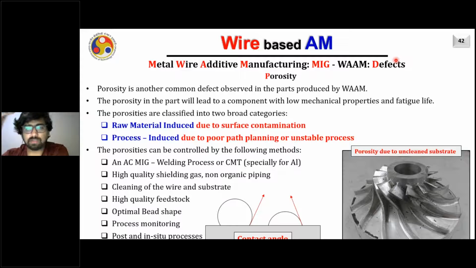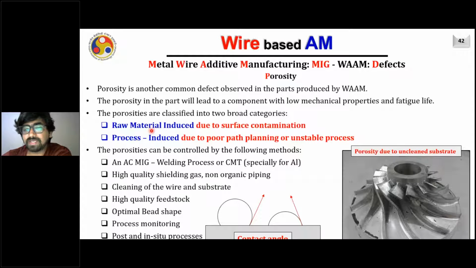A few more defects I'll talk about, like porosity. Porosity is another very common defect observed in the parts produced by WAAM, very common. Porosity in WAAM will lead to components with low mechanical properties and fatigue life. The porosities are usually classified in WAAM into two categories. One is called raw material induced porosity, and another is process induced porosity.